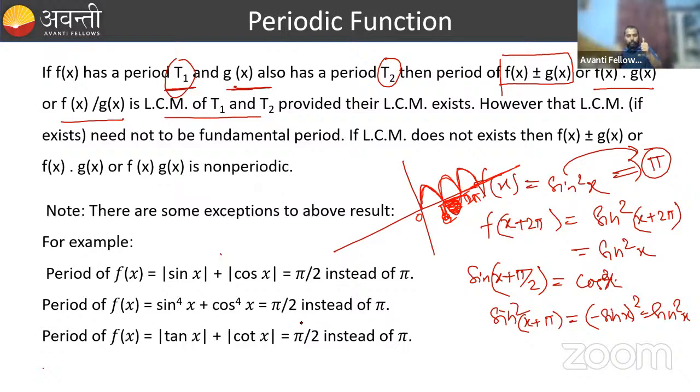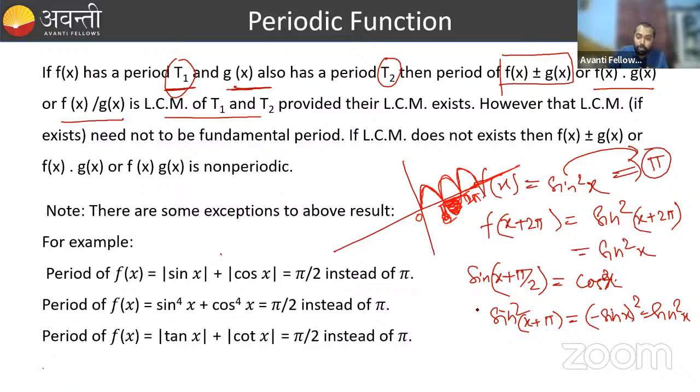Is it done? Clear? Draw the graph of sin square x. When you are squaring something, you are getting positive values. So the negative portion of the graph present in sin x, when you square it, those negative values will become positive. Then you get the graph whose period is pi.